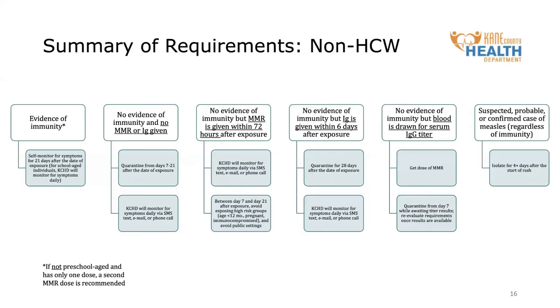For contacts who do not have evidence of immunity but get their blood drawn for a serum immunoglobulin titer, they need to quarantine until the results are available, at which point the requirements will be reevaluated based on the titer results. Additionally, it's recommended they receive a dose of the MMR vaccine as post-exposure prophylaxis. Even if the titer results show that they are immune, getting an additional dose of the vaccine will not be harmful in any way. And lastly, any suspected, probable, or confirmed cases, including contacts who have become symptomatic and have their status changed to case, must isolate for at least 4 days after the start of the rash.